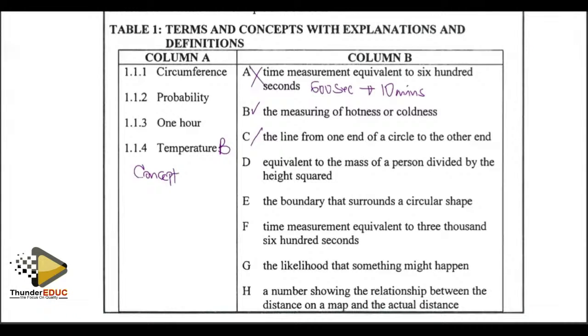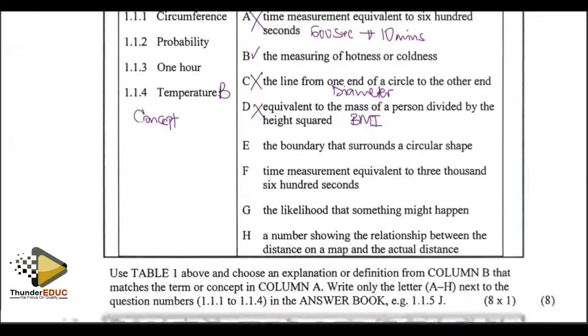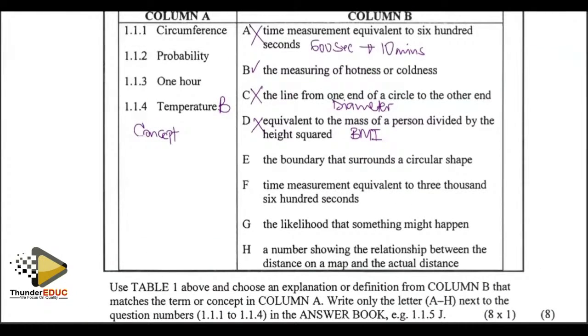An equivalent to the mass of a person divided by the height squared is not there, but we know it as BMI. The line is the diameter. Hotness and coldness is temperature. That's why when someone's hot, we use temperature, and also when cold, we use temperature, degrees. Okay, we go to the other one. The boundary that surrounds a circular shape is circumference. So circumference is E, 1.1.1 is E.